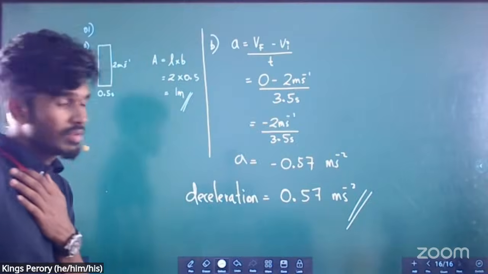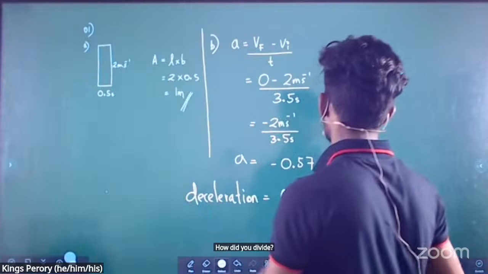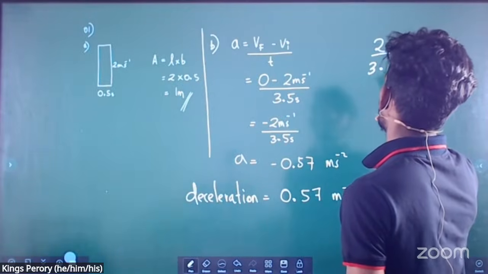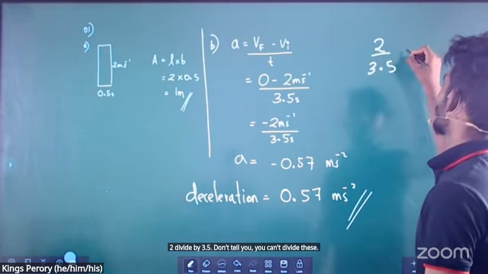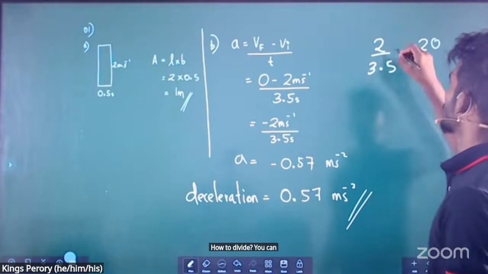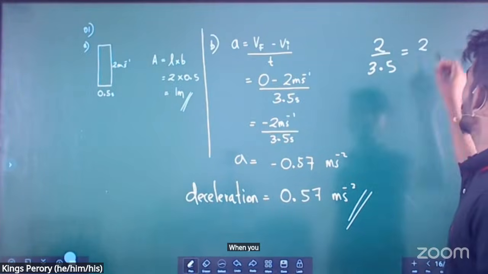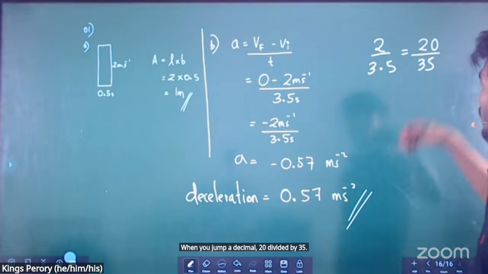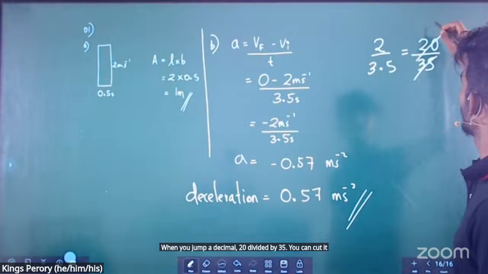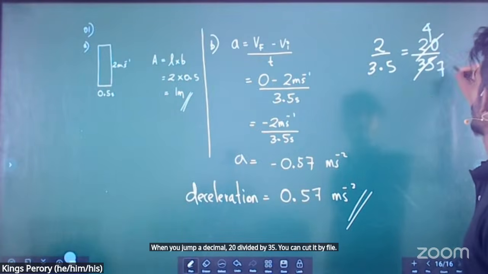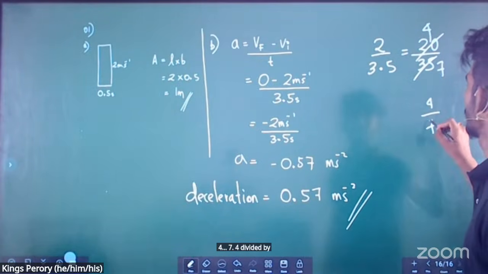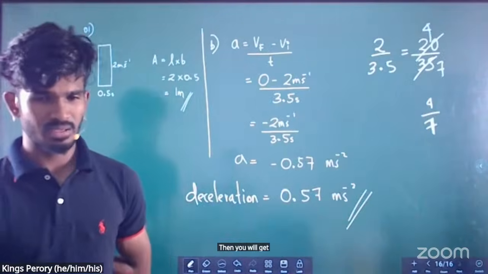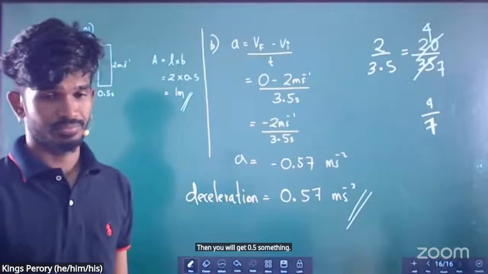So how do you divide? Jump a decimal and divide. 2 divided by 3.5. Don't say you can't divide this. How to divide? You can do it like this. Jump a decimal. When you jump a decimal, it is 20 divided by 35. You can cut it by 5, so 4 divided by 7. Then you will get 0.57.